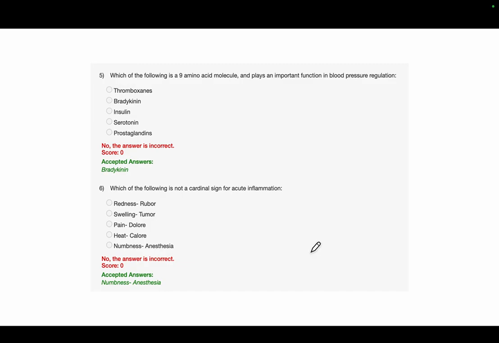Which of the following is a 9 amino acid molecule and plays an important function in blood pressure regulation? Thromboxanes, bradykinin, insulin, serotonin, prostaglandins. Answer is bradykinin.